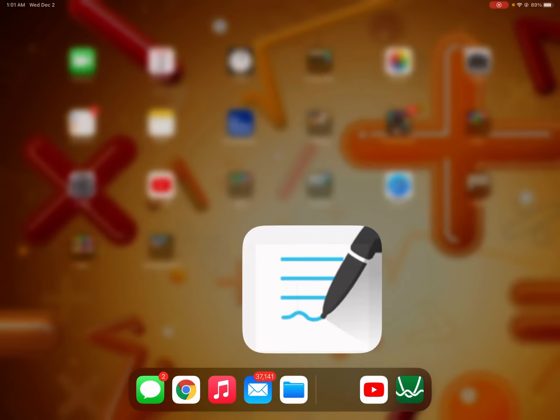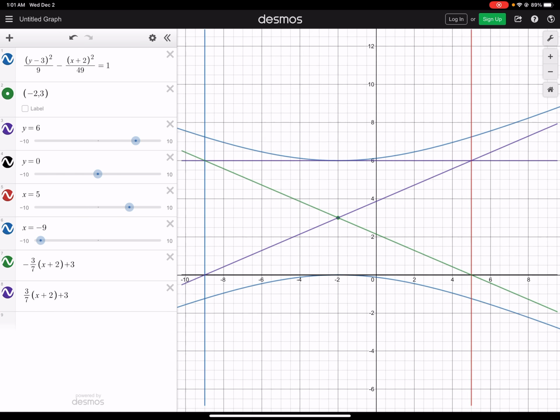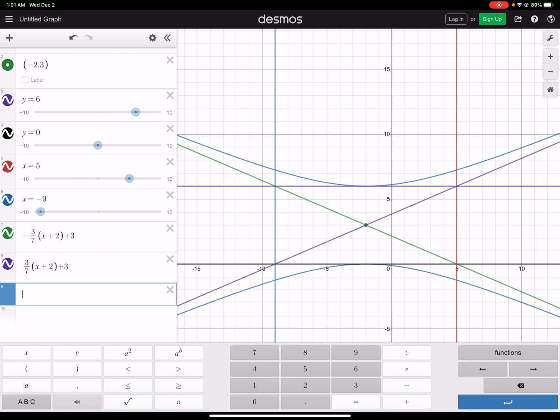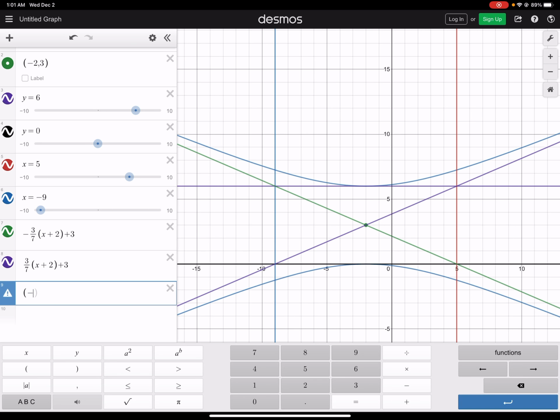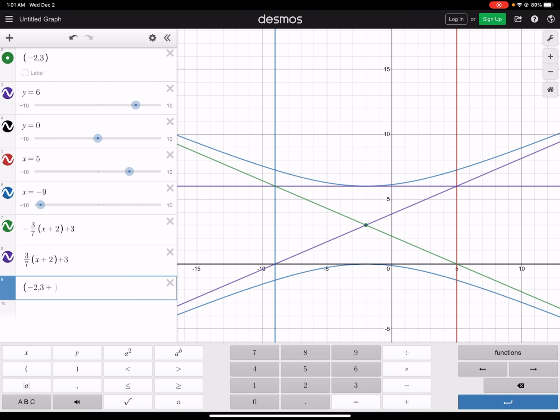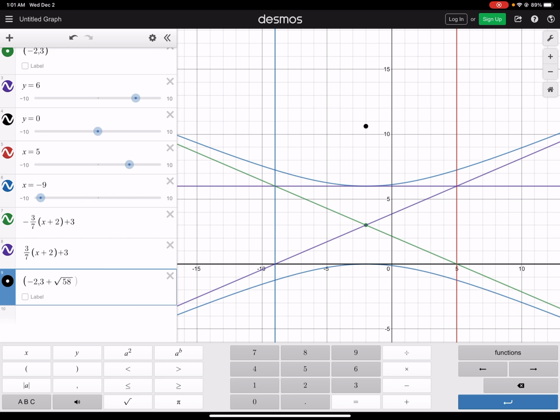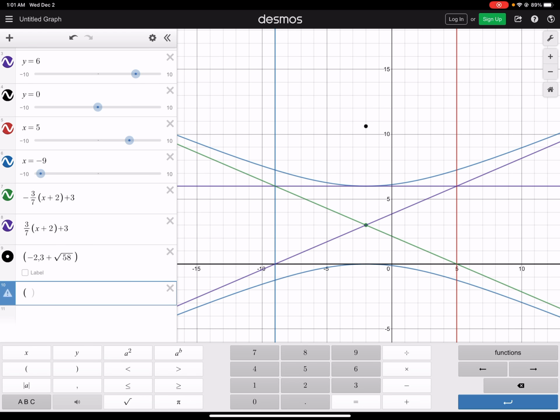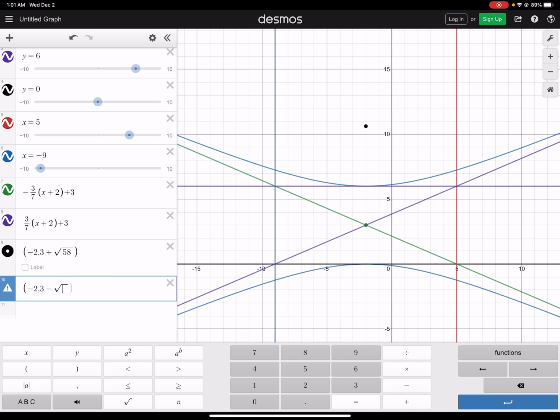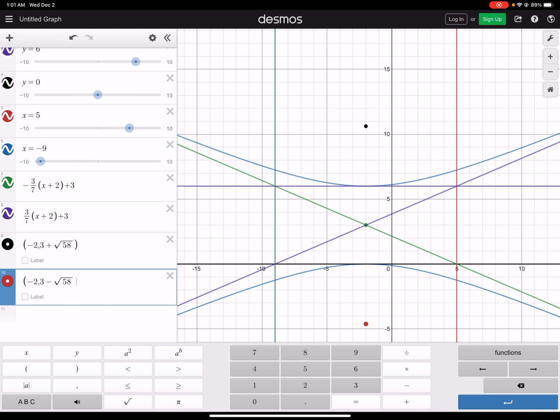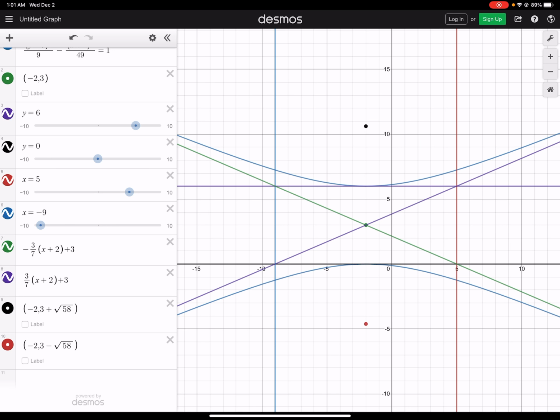And I'm going to put both of those in on this graph to show you that they will sit in a very nice spot. So we have the point (-2, 3 + √58), and then we had the point (-2, 3 - √58). Those two values right there would be the foci of this hyperbola. And I can't make it any easier than that.